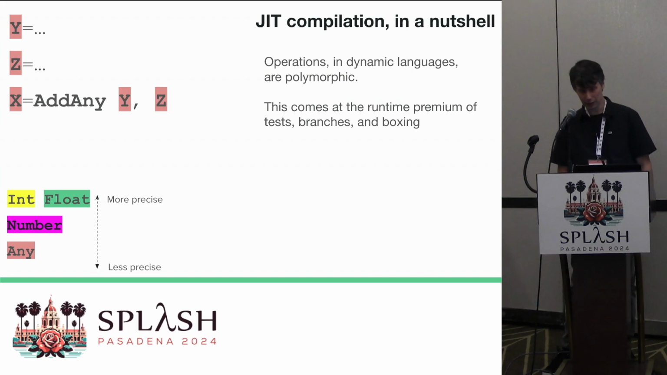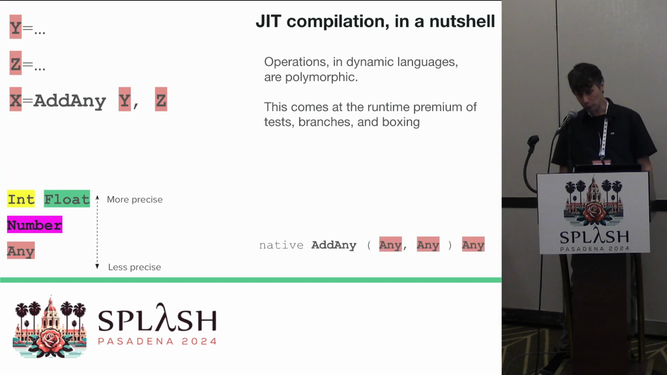So let's compile this simple sequence of code. The colors represent the types inferred by the compiler. The darker means less precise, as it's the combination of all other colors. And the add any instruction is the polymorphic add that handles multiple types. And at the bottom right, we see the type for the native add operation.